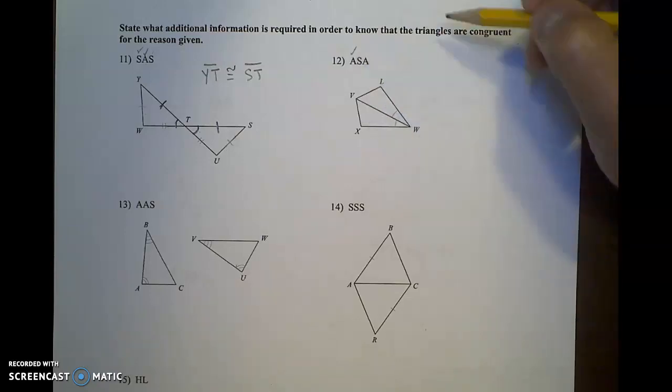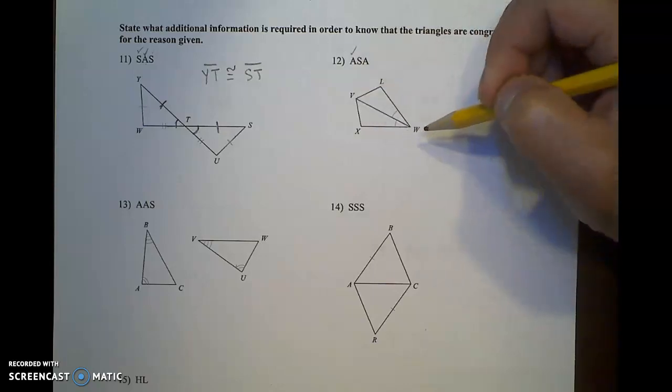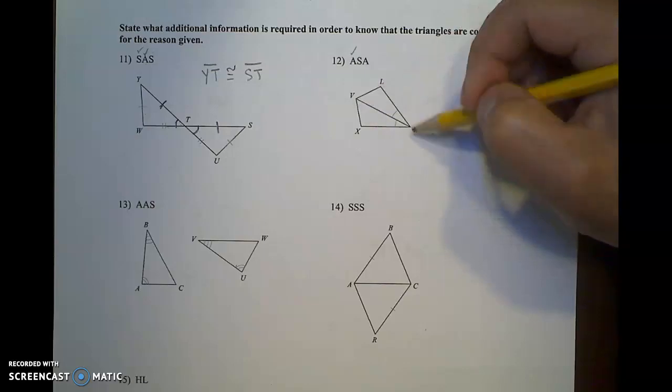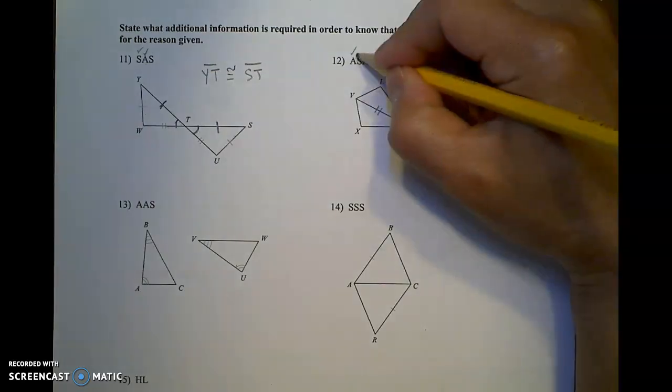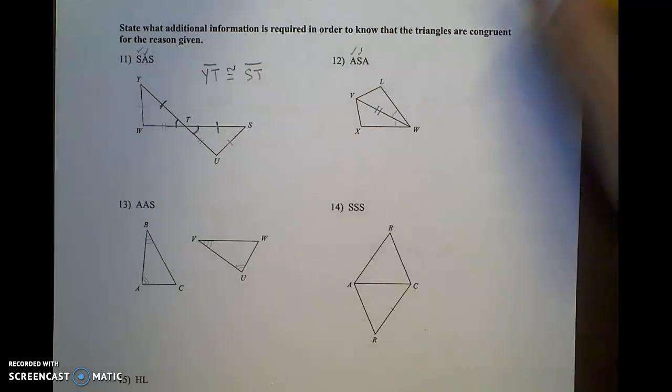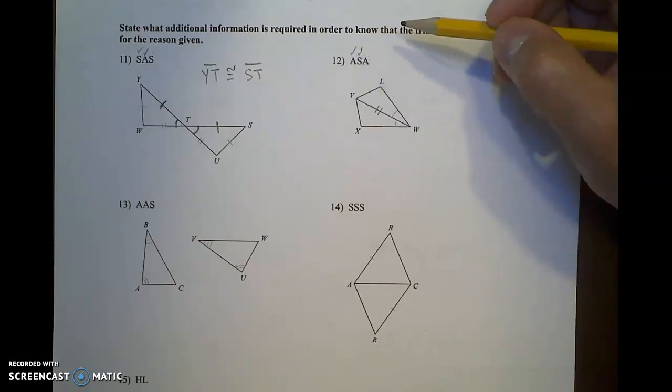Well, here's another situation where we have these two triangles that share a side. Okay, so we talk about when they share sides. We can tick mark that right away. So we have our S from both triangles. We have one side from each that are congruent. So now we need to complete the ASA postulate by finding another set of angles.